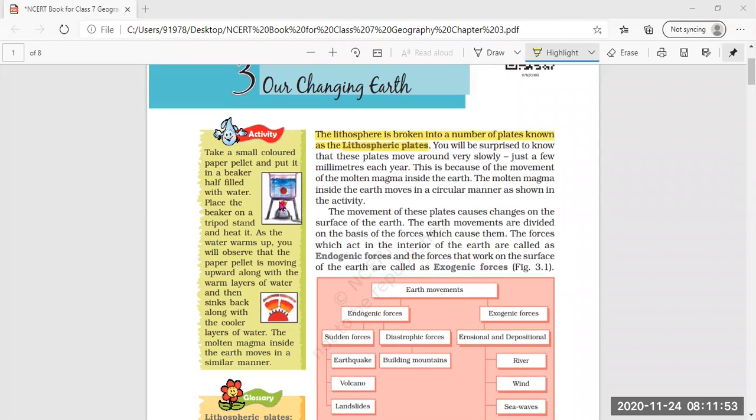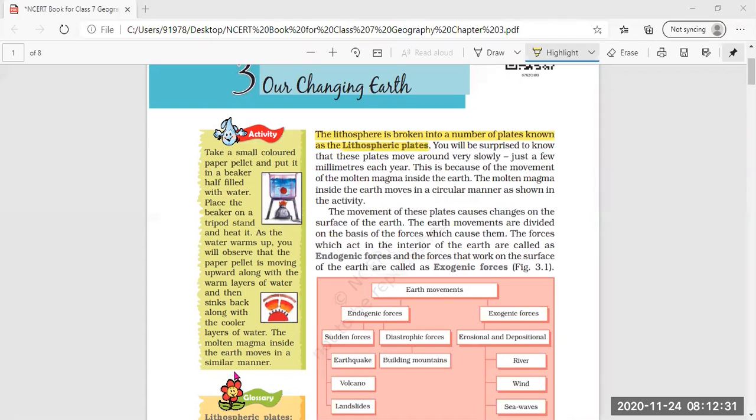As the water becomes hot, and warms slowly, you will notice that this paper is also floating a little bit because of the warm layers of the water, and then sinks back along with the cooler layers of the water. Sometimes it sinks back when the water is not too hot, and sinks means goes down again, to the cooler layers of the water.